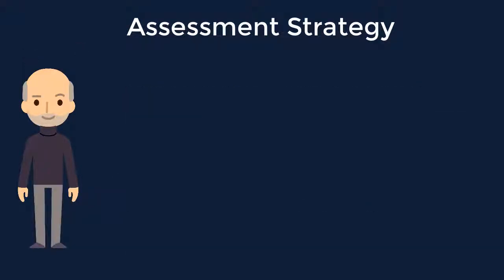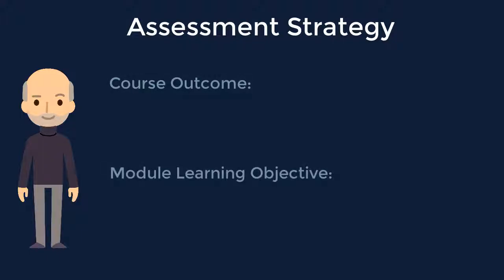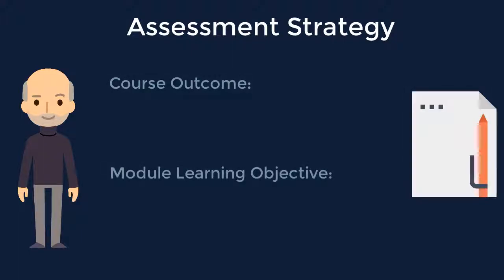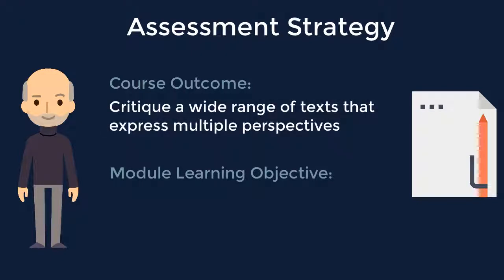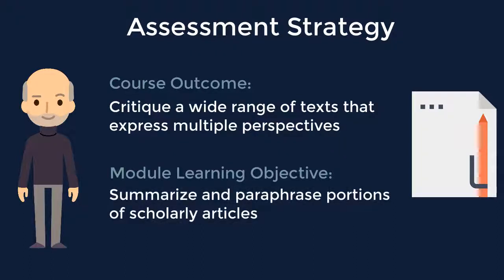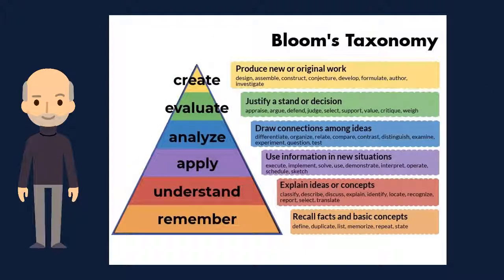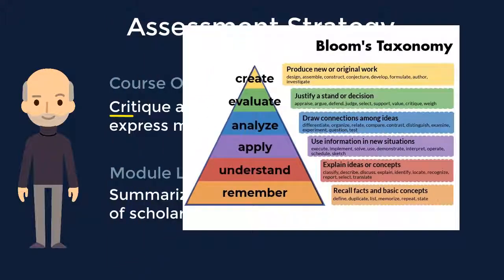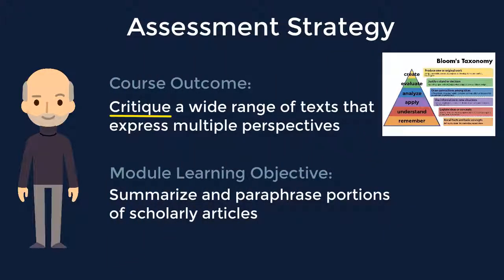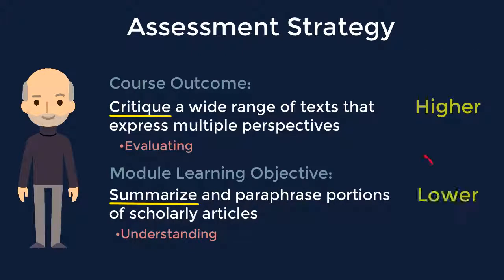Say you have the following course outcome and associated module learning objective in an introductory writing course. Critique a wide range of texts that express multiple perspectives, and summarize and paraphrase portions of scholarly articles. First, let's make sure that the Bloom's knowledge levels that correspond to these examples are appropriate. The verb critique is used at the course level, and it is categorized in the evaluating knowledge level. In the learning objective, the verb summarize resides in the understanding knowledge level. Thus, the knowledge level of the course outcome is much higher than that of the learning objective, which is appropriate.